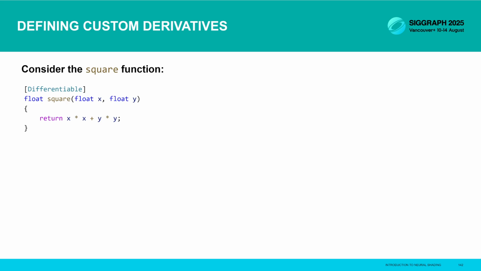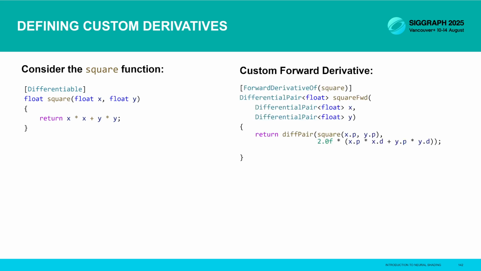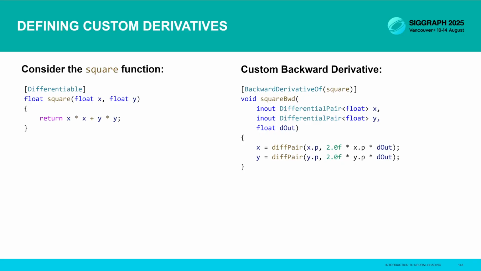You can do that by implementing the gradient function and use the ForwardDerivativeOf attribute to associate it with the original square function. With this, the compiler will use the provided implementation instead of the automatically generated one. Similarly, you can use the BackwardDerivativeOf attribute to provide a custom backward propagation function.